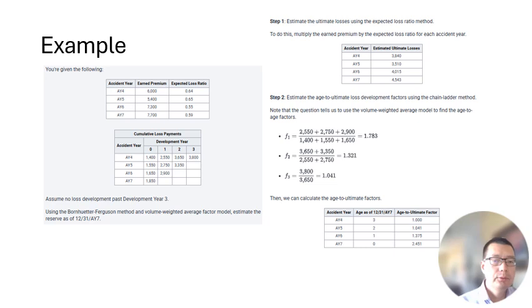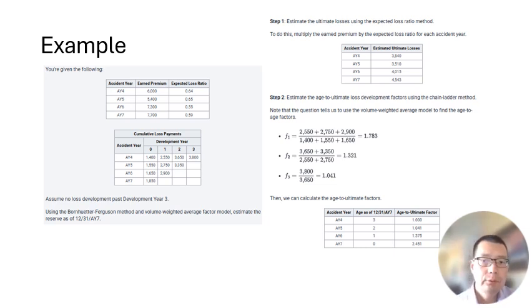Let's work on an example to further understand this method. You are given the following table. For accident years 4 to 7, you have earned premium, the expected loss ratio, and you are also given the cumulative loss payments. In the second table, assume no loss development past development year 3. Use the Bornhuetter-Ferguson method and the volume-weighted average factor model to estimate the reserve as of December 31st, accident year 7.